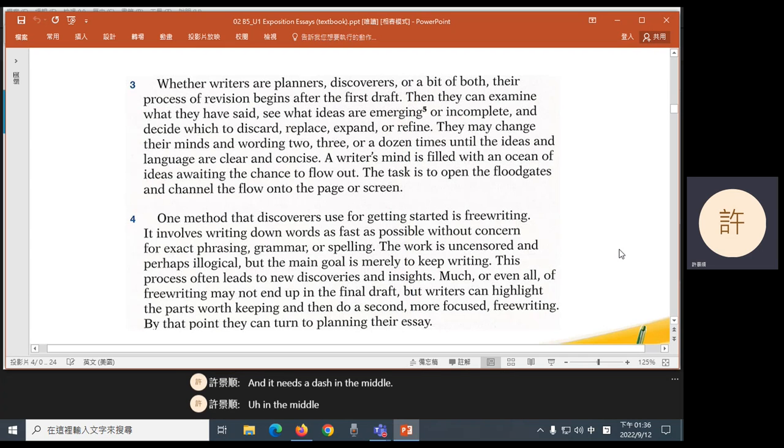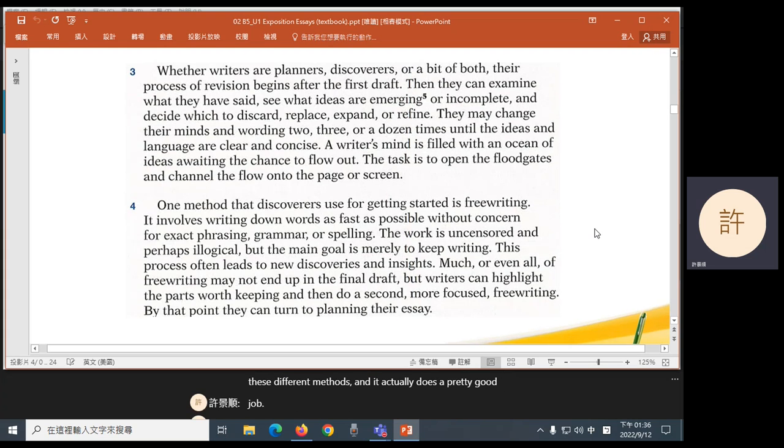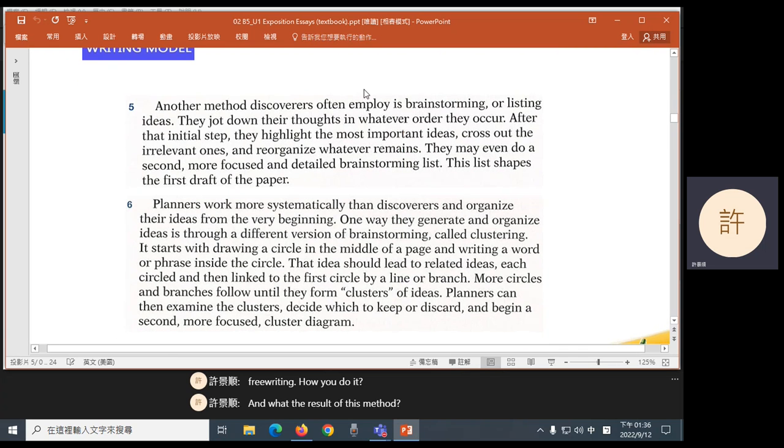In the middle sections of this essay, when it is explaining these different methods, it actually does a pretty good job. As we just talked about, first it gives the name for each method, and then it describes what the method does, and then it explains how the method works. And each paragraph follows this order, right? Name, free writing, how you do it, and the result of this method. Same for brainstorming. Brainstorming, how do you do it, and the result of using this method.